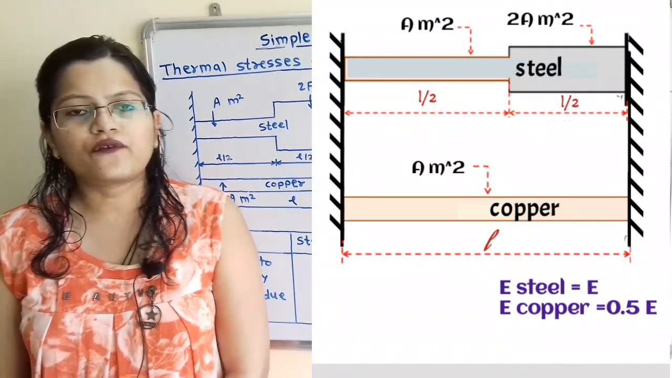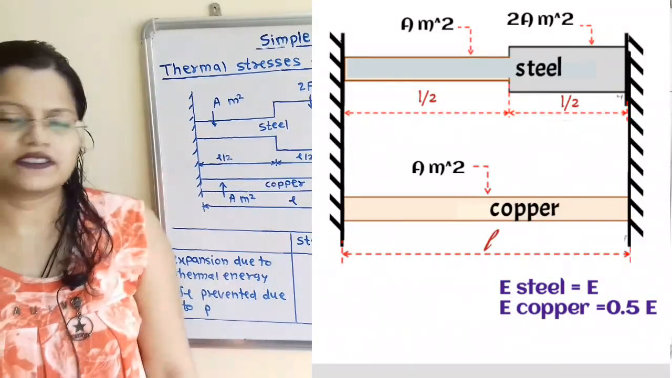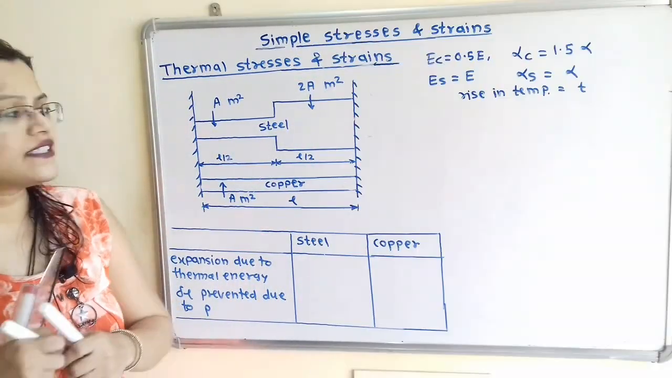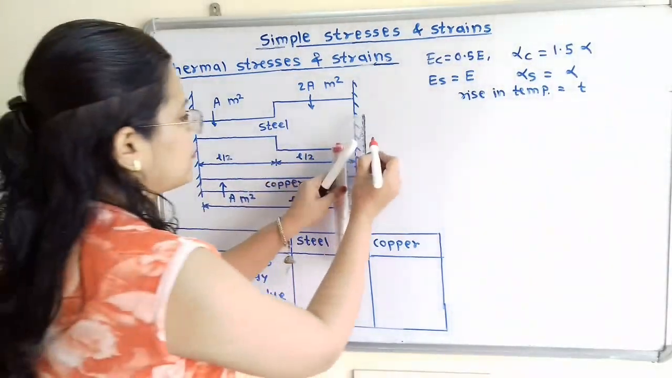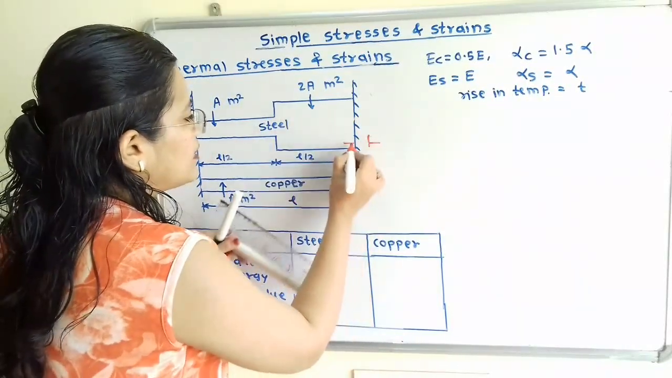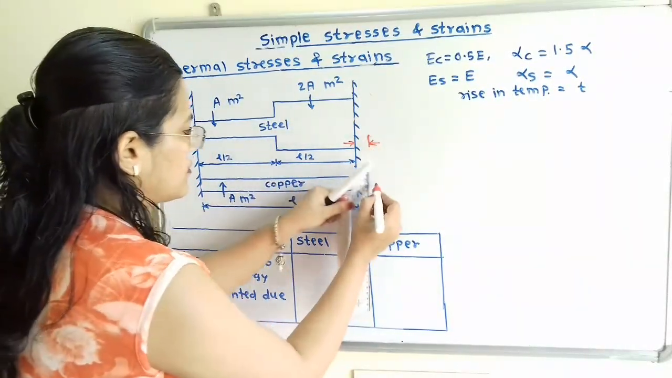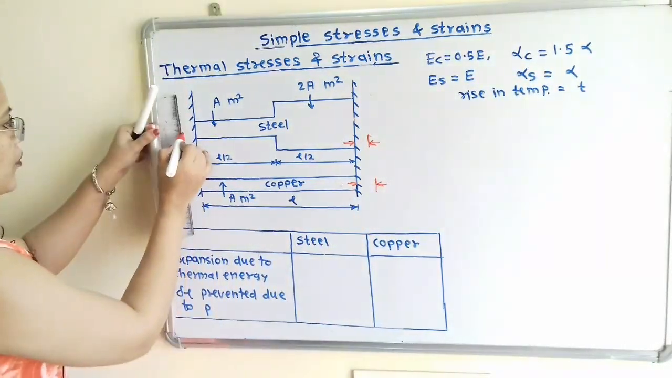T. So when there is a rise in temperature, there is an increase in length. So we have to show this increase in length for the steel bar as well as for the copper bar. I will show here the increase in length, that is in the outward direction of this bar. I will show this increase in length on both the sides.